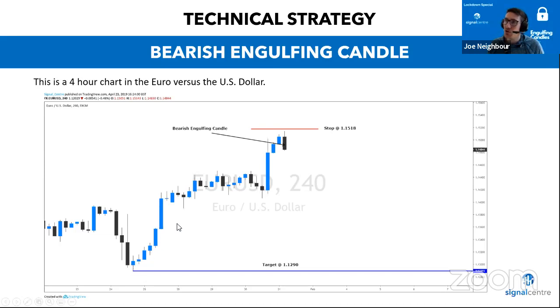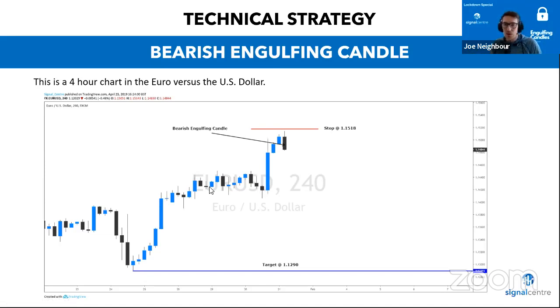We've got the prior trend moving higher. We've made a new high above this candle here, and then the sellers have got hold of it and dragged the price lower to close below the low of the previous candle, completely engulfing that previous candle there and forming this bearish engulfing candle. So we've seen 3 days of consecutive gains.